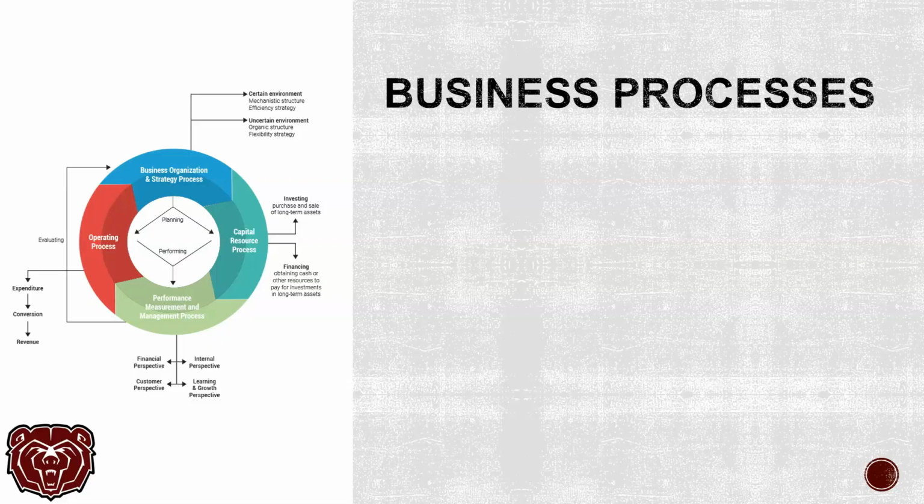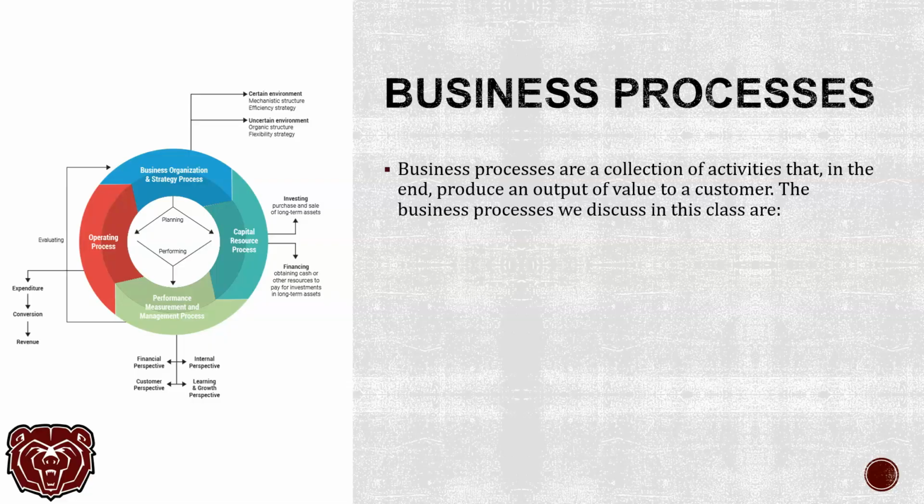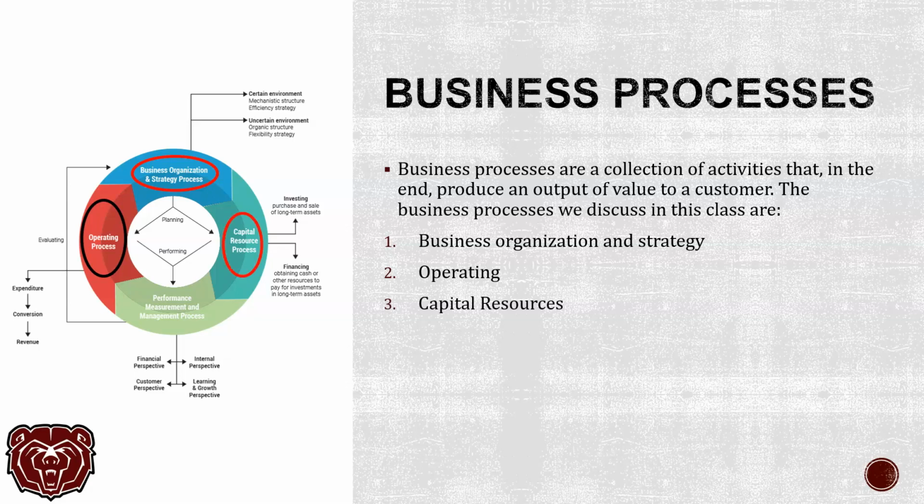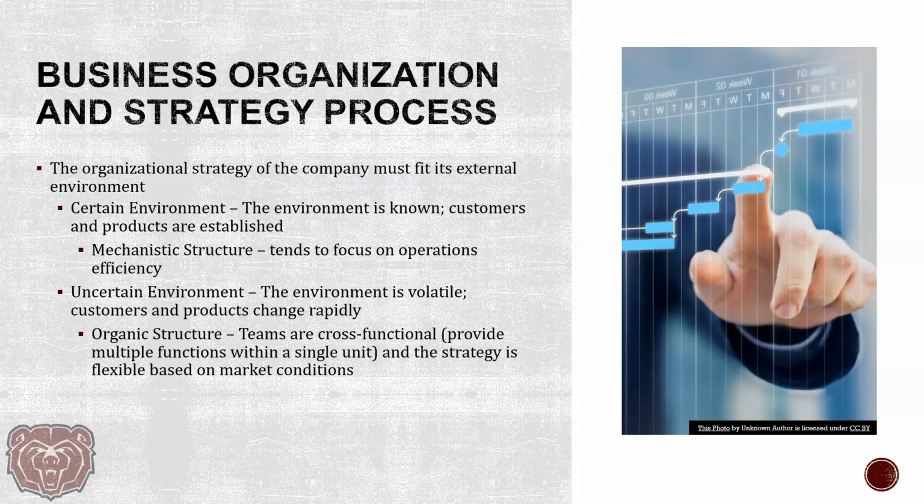So within these plans, we have the business processes. And these are a collection of activities that in the end are going to produce an output of value for the customer. We'll discuss the business and organization strategy, the operating process, capital resources process, and the performance measure and management process. So, the business organization and strategy process.